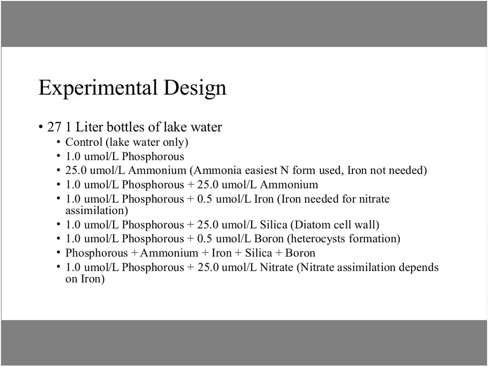We used iron because iron is required for nitrate assimilation, so we wanted to look at that. We also have one with phosphorus and silica, and silica is important because it builds the cell wall of diatoms. We used phosphorus and boron because boron is used in heterocyst formation of the cyanobacteria. We have a bottle with phosphorus and ammonia and all the trace metals, and then one with phosphorus and nitrate.